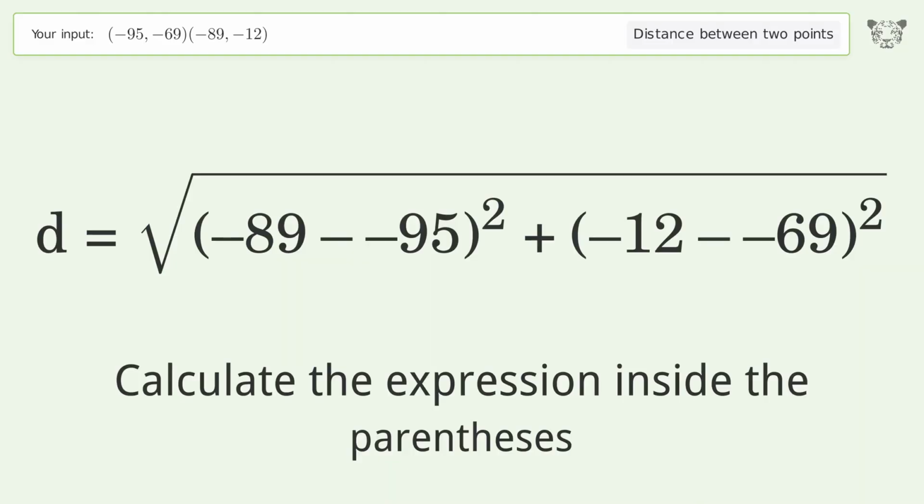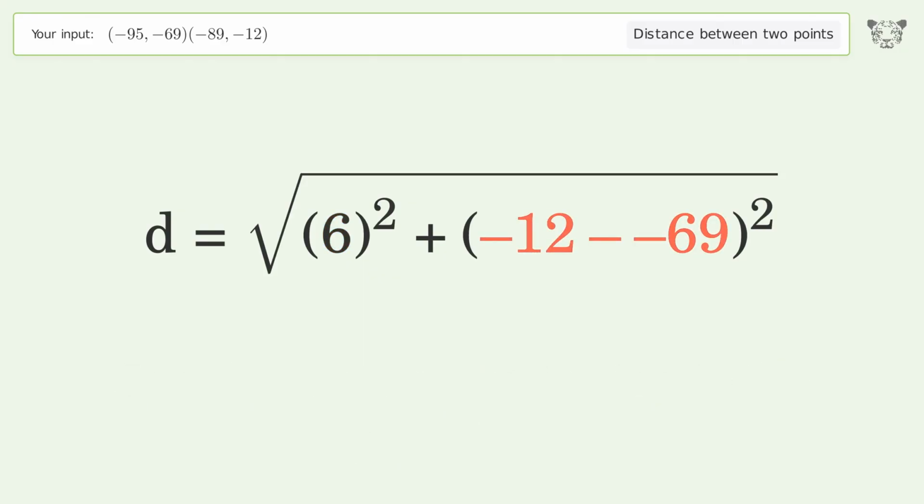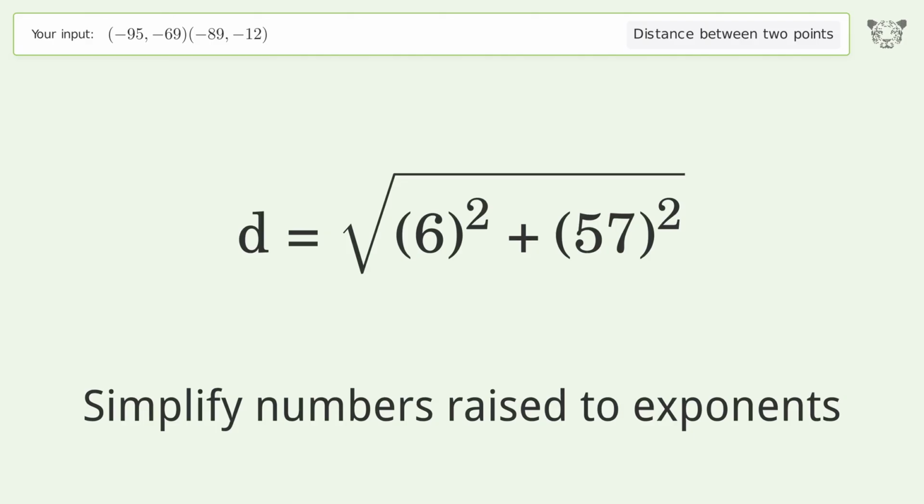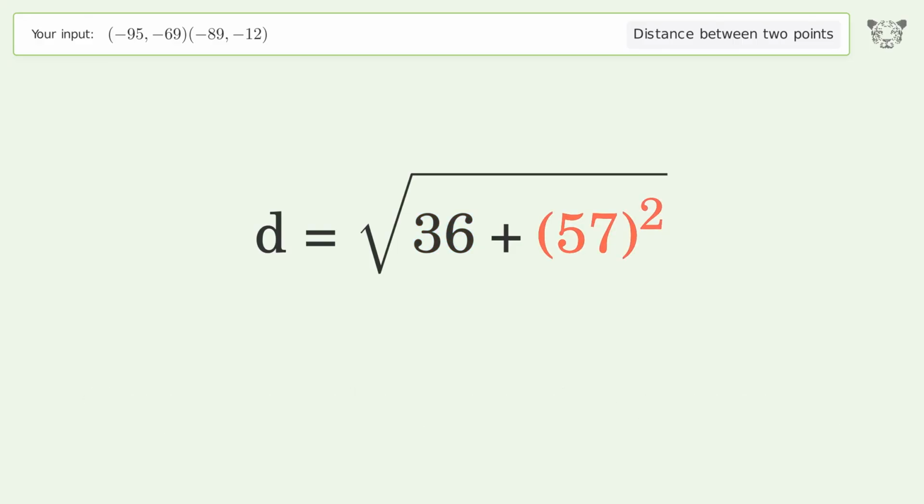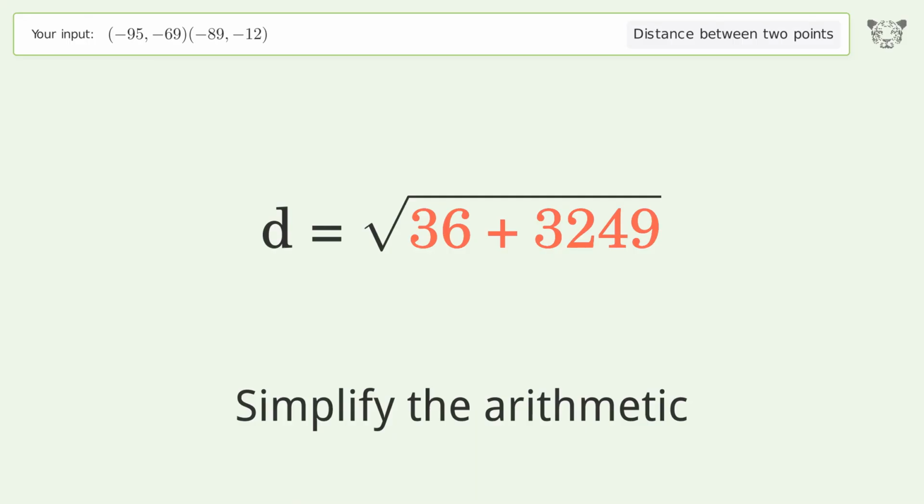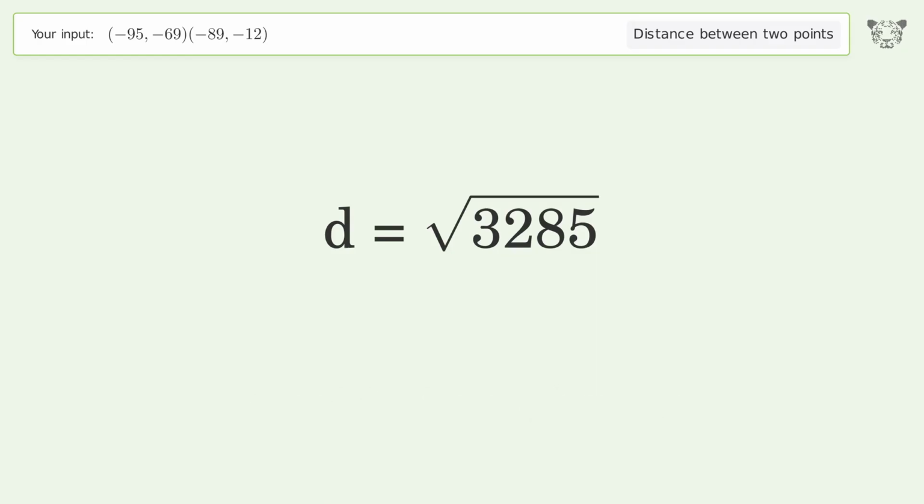Calculate the expression inside the parentheses. Simplify numbers raised to exponents. Simplify the arithmetic. And so the distance between the 2 points is the square root of 3,285 or 57.315.